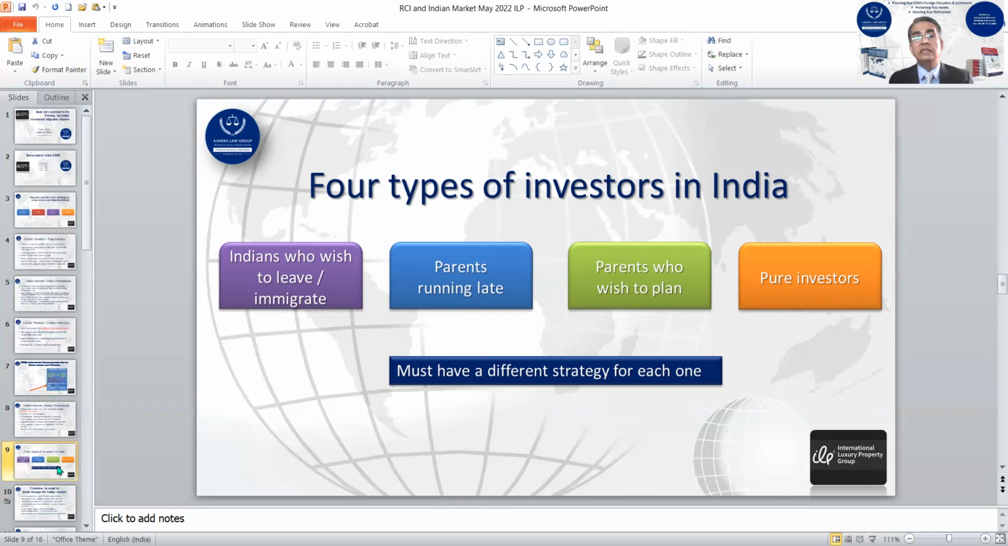And the other one you will see is the parents or children running late. What do I mean by that? That means the child has gone abroad for study, first the child, and then the parents and the child have realized that immigration in that country is not as easy as they thought, or that immigration is going to take a longer period of time. In the case of the USA, it's a very obvious example. And now they are looking at the other route, that is, how can we get residency and citizenship by investment. So these are the parents who are running late.